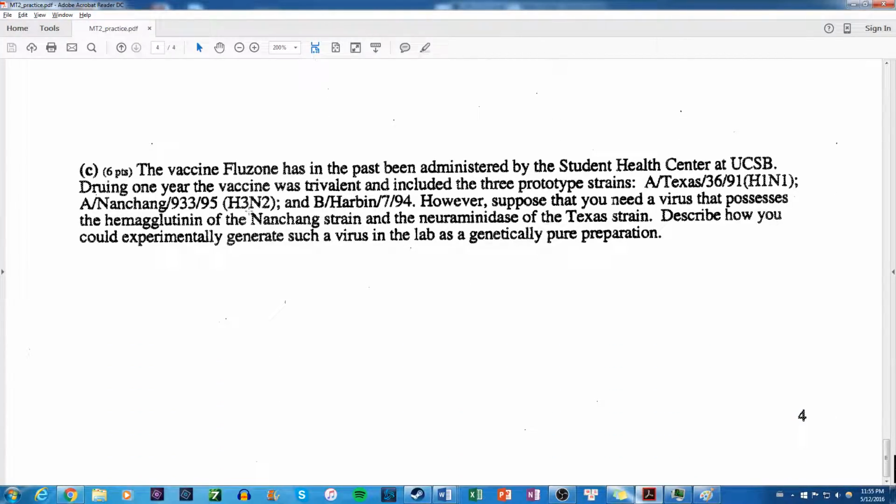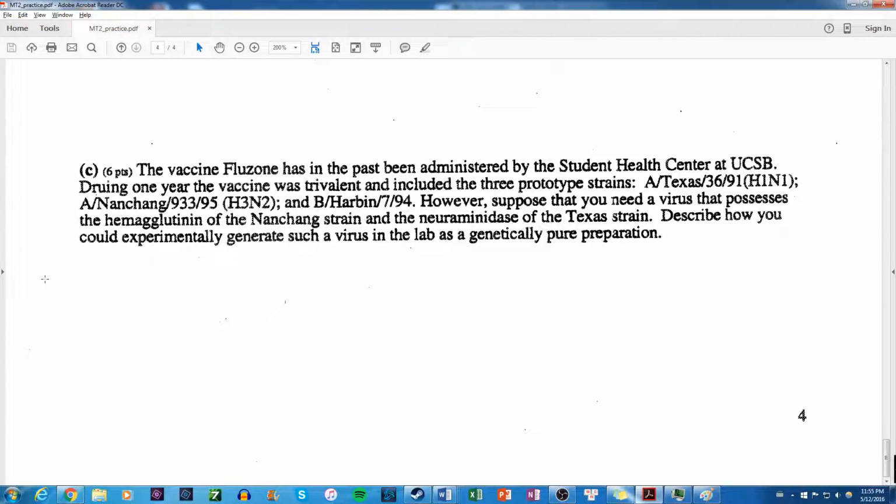Okay, vaccine flu zone. So this one is saying, how would you make recombinant hybrid Texas Nanchang virus strains? This question, honestly, if you really want to find out for yourself, look back at the flu lecture. That is the most clear, and there's a slide on it. I don't have it pulled up right now, but there's a slide on it. Pull it up. It'll help a lot.